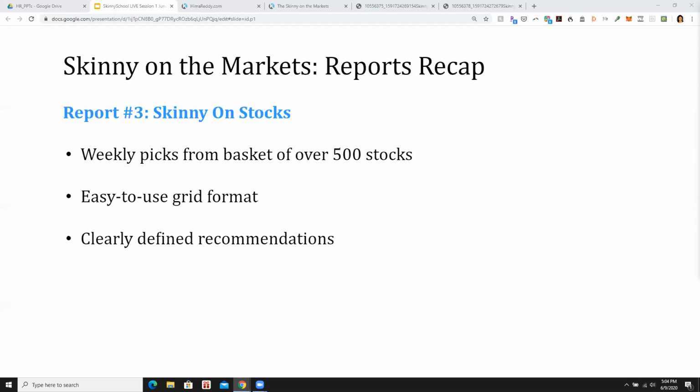So the Skinny on stocks is generally published Tuesday nights by 11 p.m. Eastern. You want to write that down. Tuesday by 11 p.m. Eastern. You'll get an email notification when it's ready in the portal. Okay, that's something I'm going to start doing from this Skinny School forward, is that when it's ready in the portal, you get an email so that you can just get to it as soon as possible. Again, generally Tuesdays by 11 p.m. Eastern.